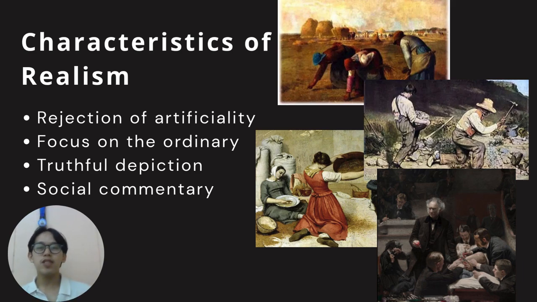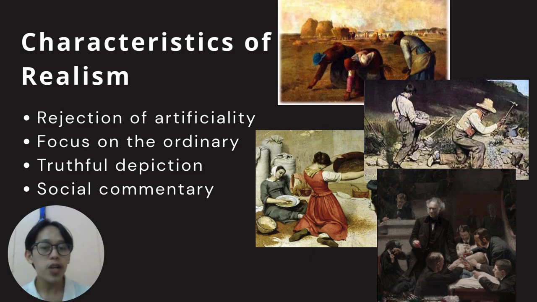Now, we are going to discuss the four characteristics of realism. First is the rejection of artificiality. Realists reacted against movements like Romanticism and Neoclassicism, which often idealize or dramatize subjects. Realism aimed to show life as it actually is.